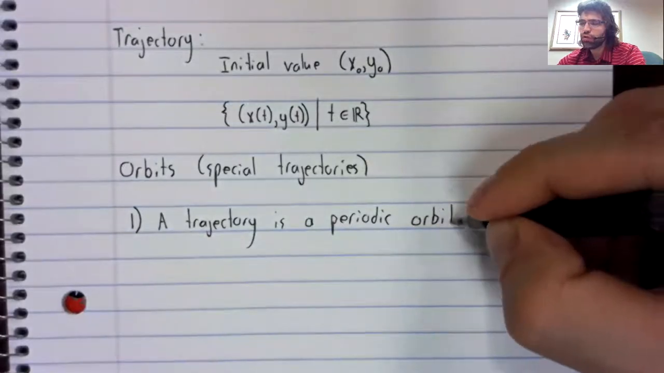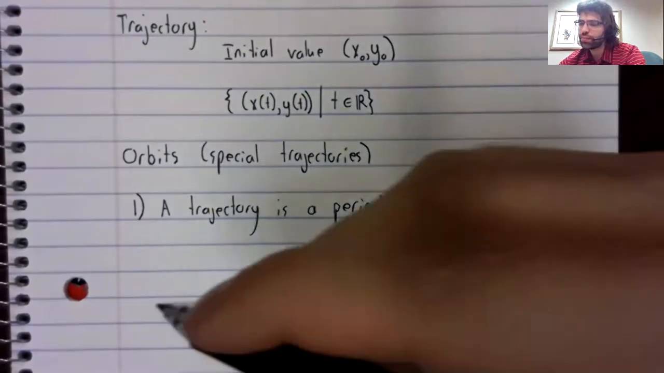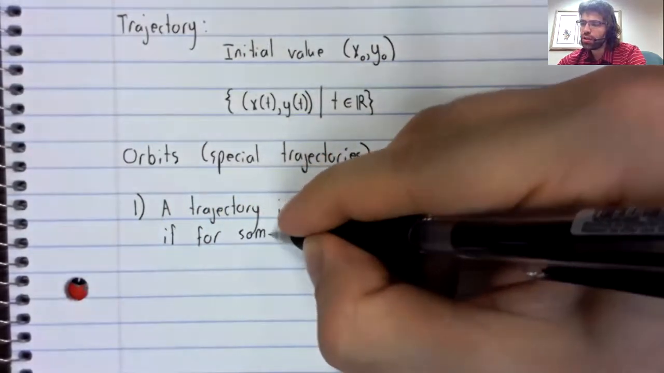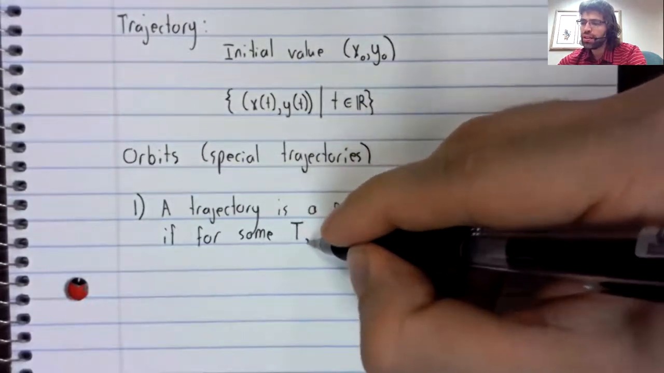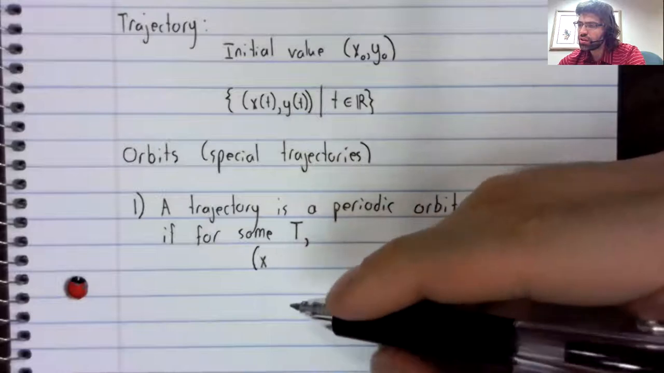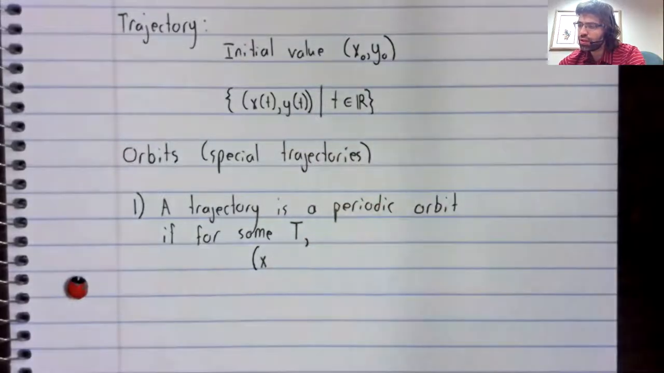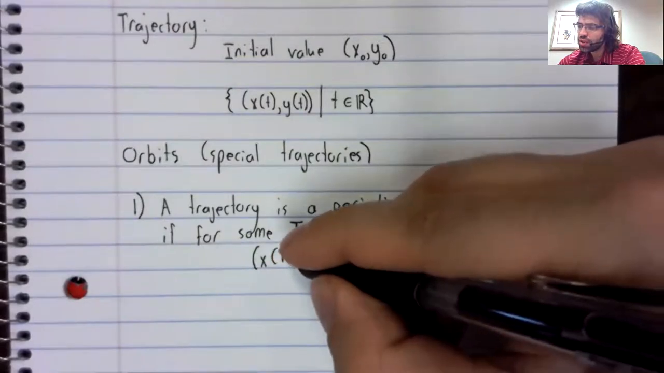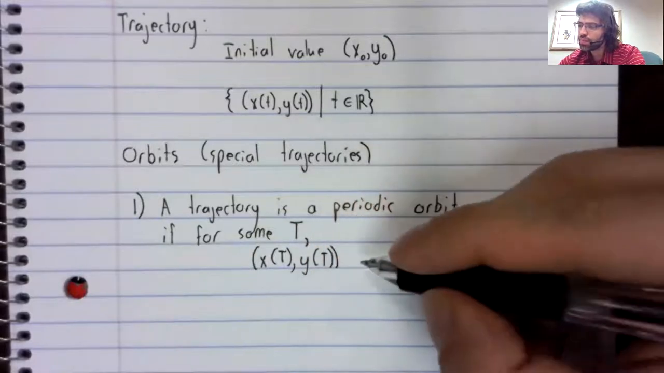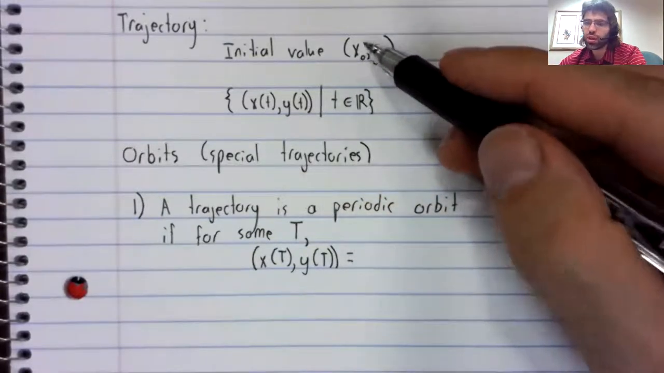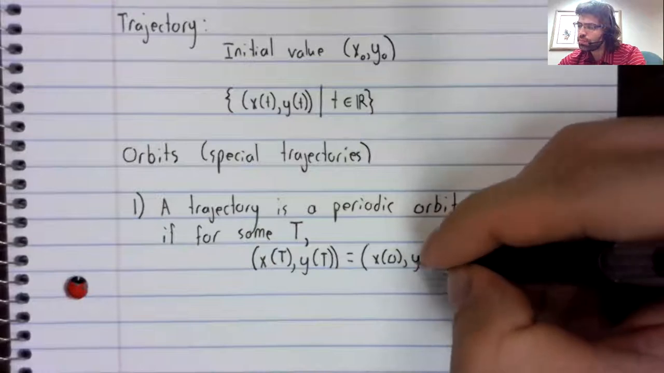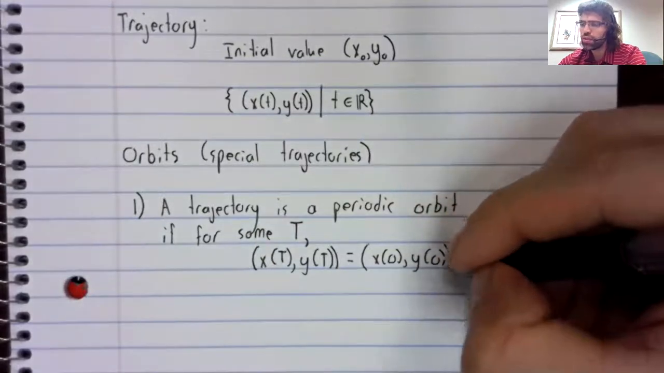We'll call it a periodic orbit if for some number capital T, the point x of t, y of t equals this starting value, x of 0, y of 0.